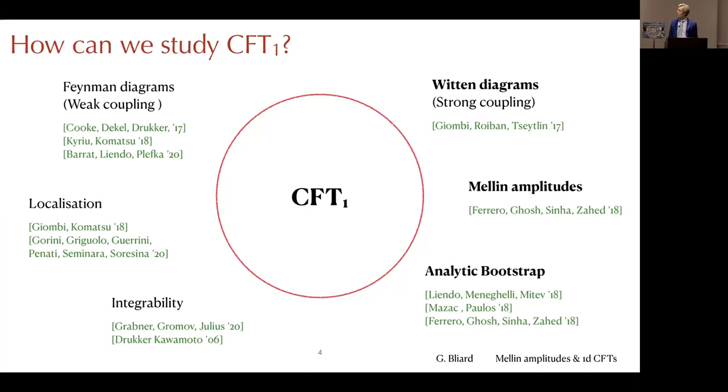However, for this talk, we will be looking more at the strong coupling regime through three different methods, which are the counterpart of Feynman diagrams for AdS2, which are the Witten diagrams in a perturbative setup. And we will also see how Mellin amplitudes can be used to study these. I did want to say that higher dimensional Mellin amplitudes had been used to study one-dimensional conformal field theories before, but it was using this formalism, and it had a few drawbacks, which we hope to address in this work. And finally, through the analytic bootstrap, which I will talk briefly about because the next talk, Pietro's, will go into more depth.